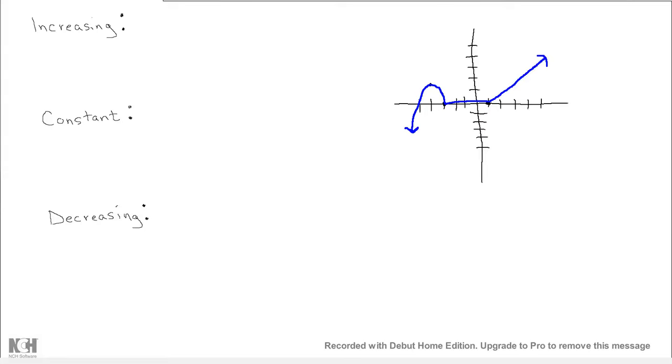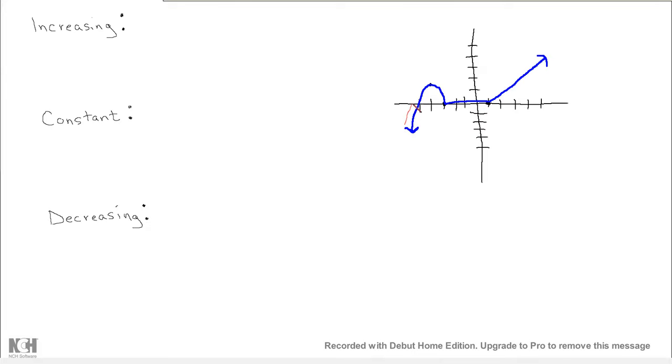Whenever we're trying to find where a graph is increasing, constant, or decreasing, we always want to look from left to right. And we always want to deal with our x values. So what we want to do is put our pen on the farthest left-hand point of the graph and trace the graph.